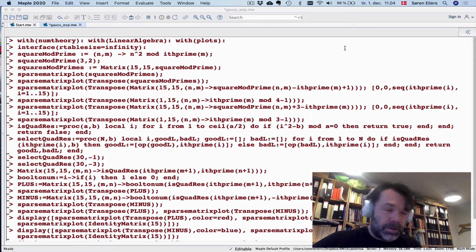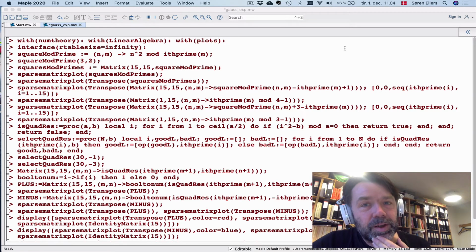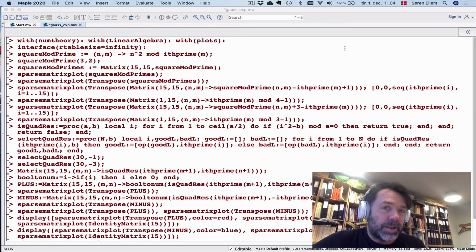So in these two videos, I think, I will show you an example of how to use visualization on discrete data in order to see patterns. And in particular, I want to emphasize the use of colors.